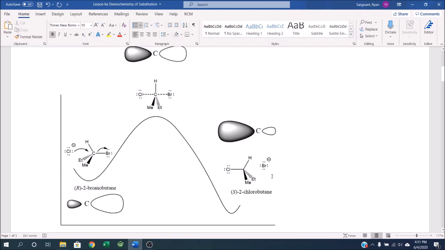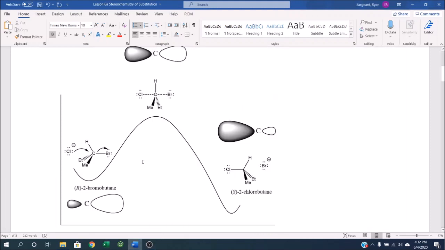Fluoride is the worst leaving group, and it has the same -1 charge. It's just a very small compact ion. It would be like a 2,000-pound marble. So it's very difficult for the solvent to stabilize a fluoride ion in solution.